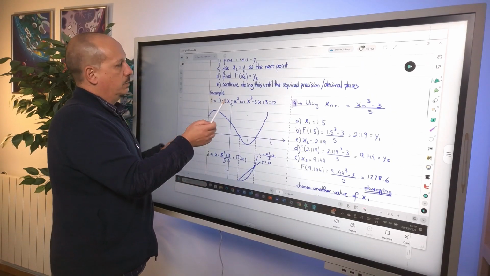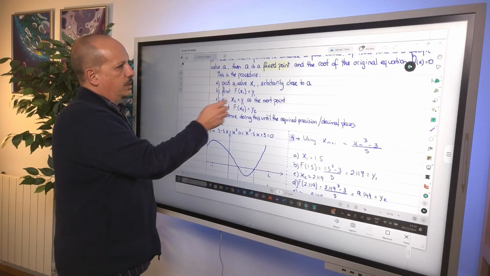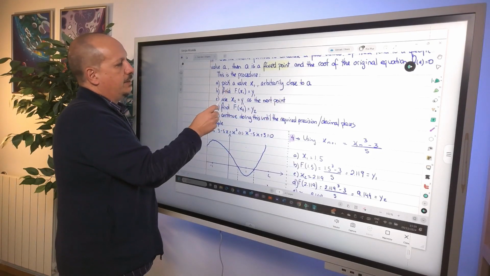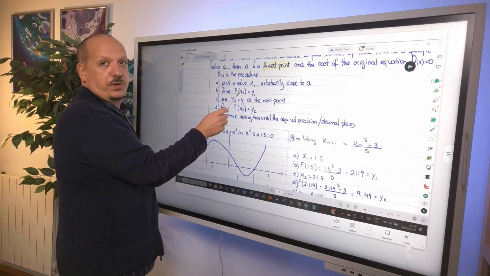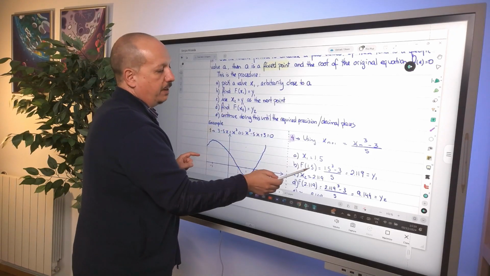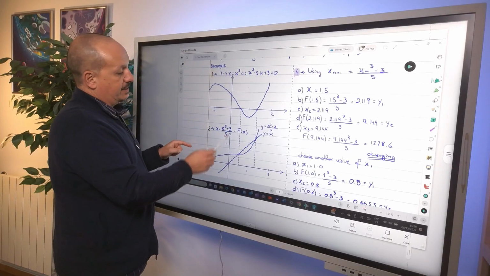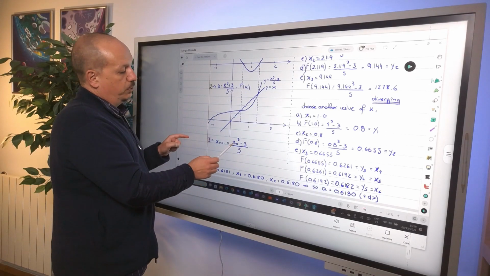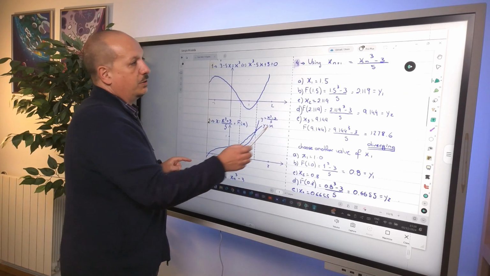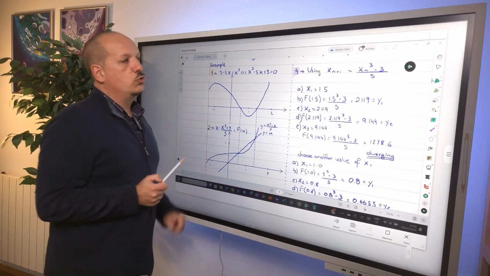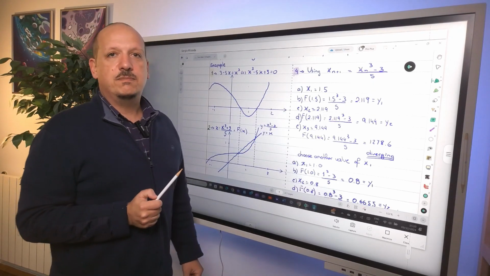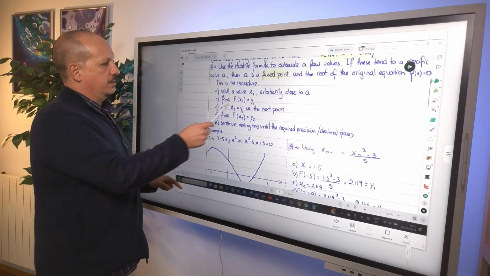Sorry, let me just follow the rules. Pick the value, then find f of that. F of 1.5. Don't forget what this f is. This f is this. So you basically put 1.5 over here, cube it, plus 3, over 5, and you get this, 2.119. All right, let's continue.